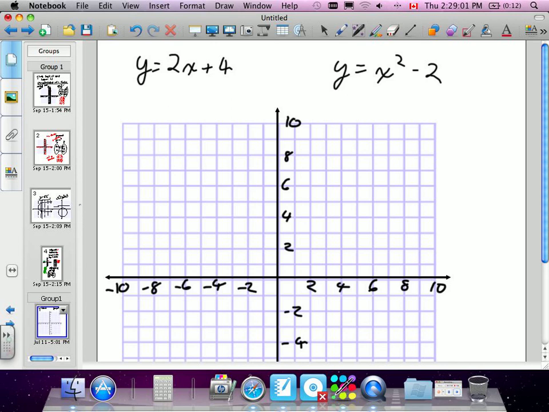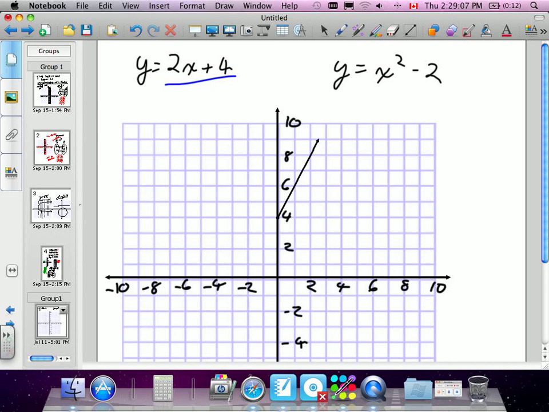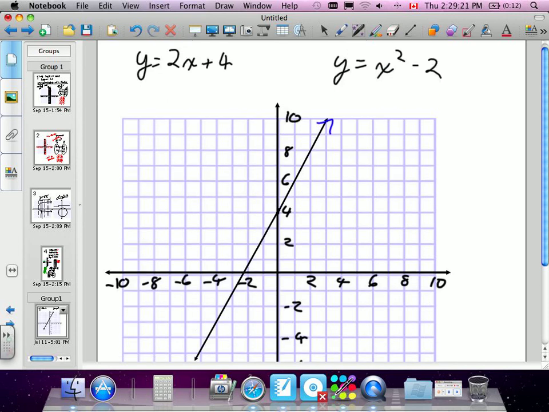There's a difference if we have continuous functions like this. This is a straight line. Y-intercept 4, slope 2, so it goes like that. How do you know? Because I passed my grade line math, that's how I know. All right, so this is a continuous function, and it has arrows at both ends. What that means is it's going to go on forever.